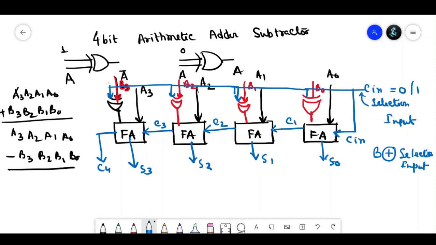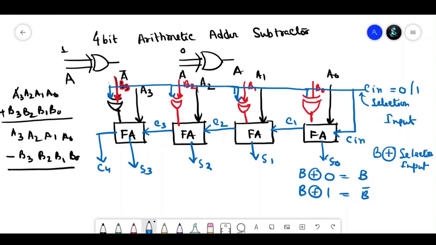Okay, so B XOR the selection input may be either B XOR 0 or B XOR 1. If it is B XOR 1, it is nothing but B complement. If it is B XOR 0, it is nothing but B. After this, if the operation is A plus B, that means the addition, simple as we have done in the case of the ripple carry adder.